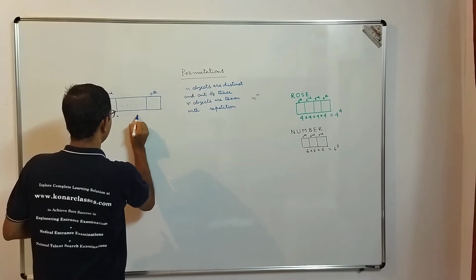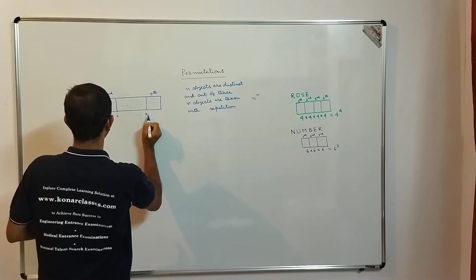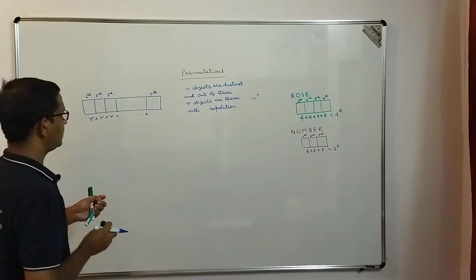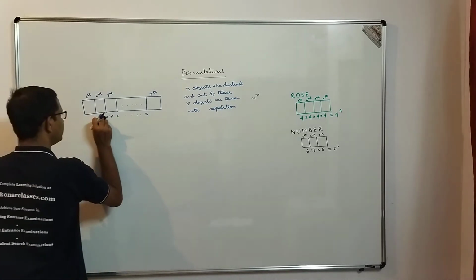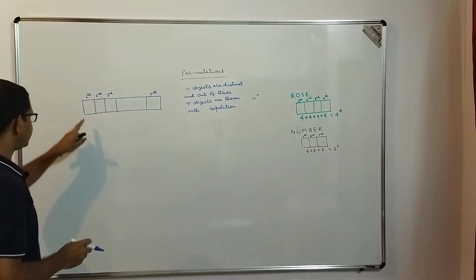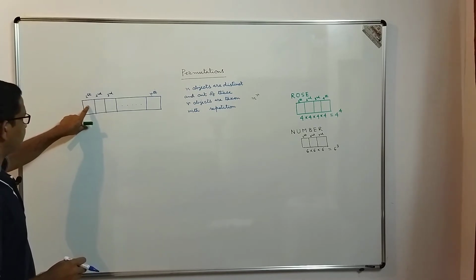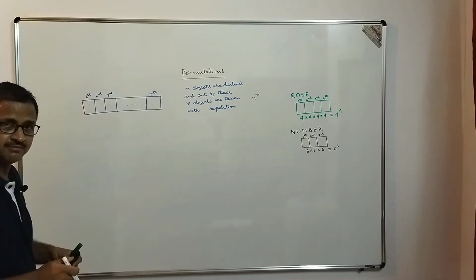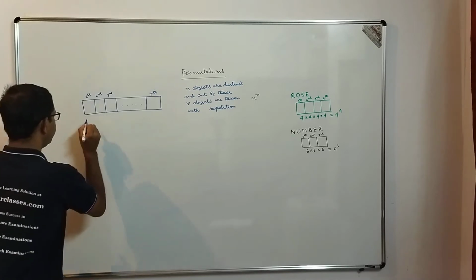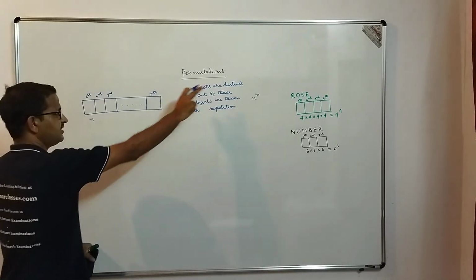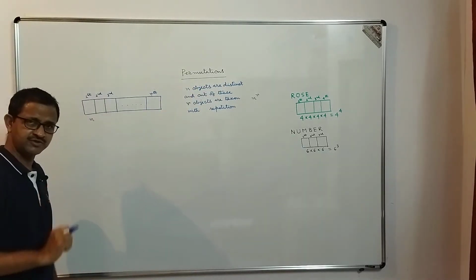I'm sorry, I made a mistake here. So in the first place, in how many ways can the first place be filled up? N ways, correct? Because there are n objects, I can take any of these n.